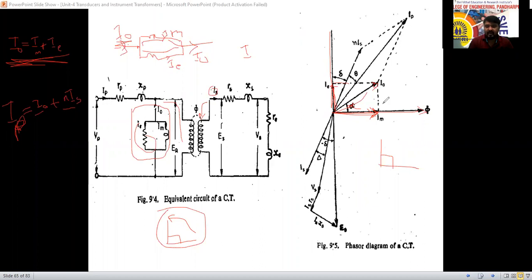So here IE and IM we have considered. According to this formula, I naught equals IM plus IE. The summation of IE and IM will give the I naught value. For that reason we have taken it here, and this is the I naught value we have drawn. Is it clear? This is I naught.